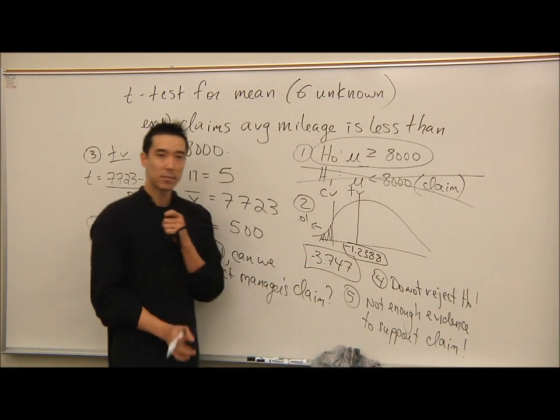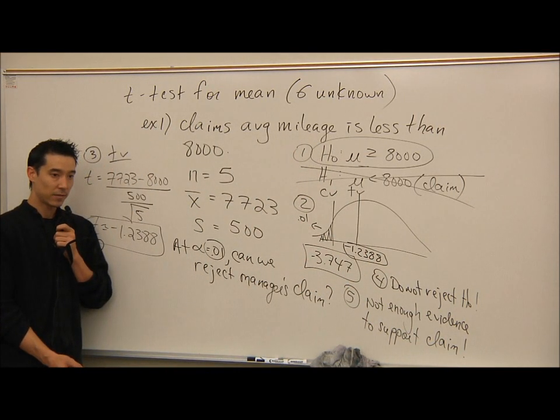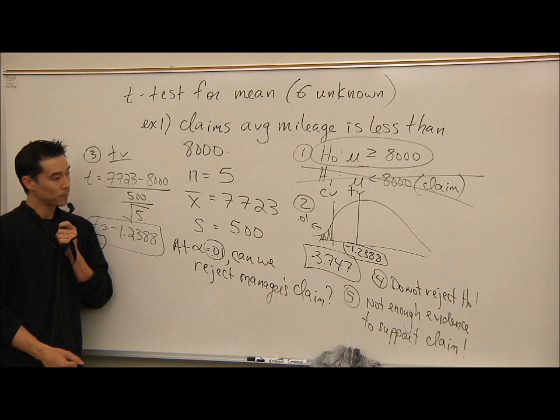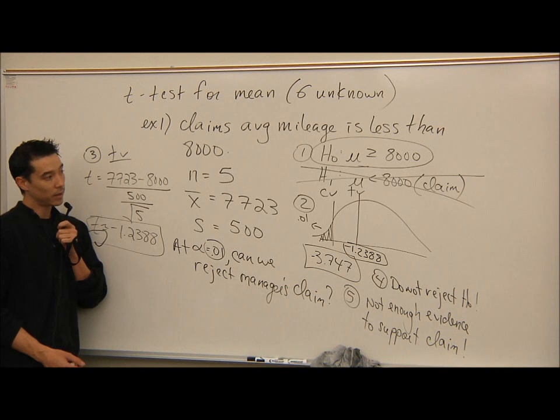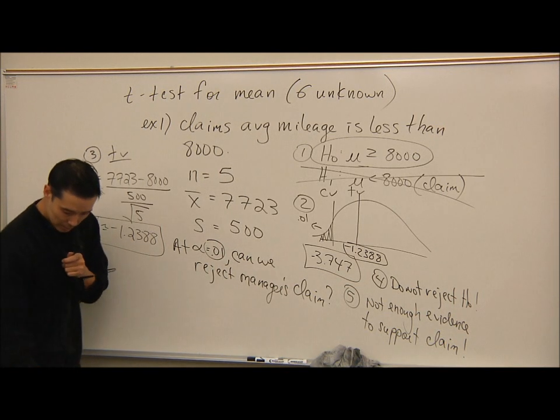Okay, very similar to a z-test, but now we're using a t-distribution. The difference is we have s instead of sigma, and you use the t-distribution instead of the z-distribution. Any questions on that problem? So we did a left-tailed test. Let's also do a two-tailed test, for example. So let's try a two-tailed test.